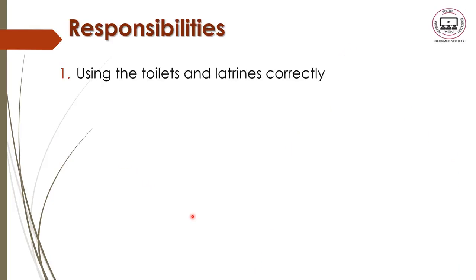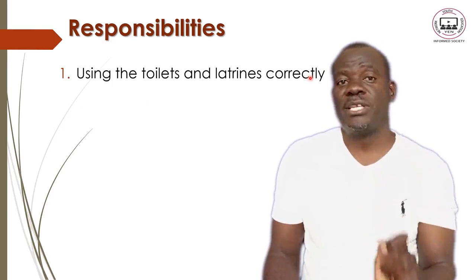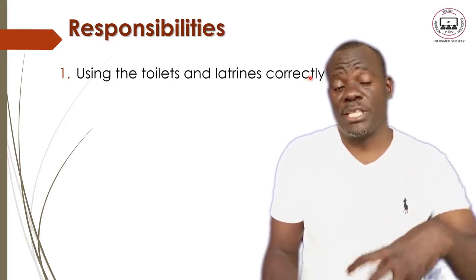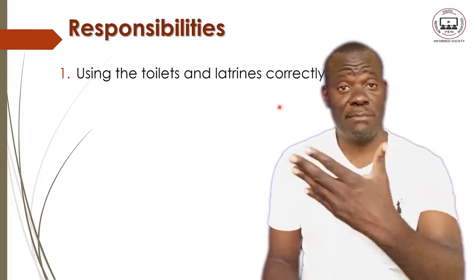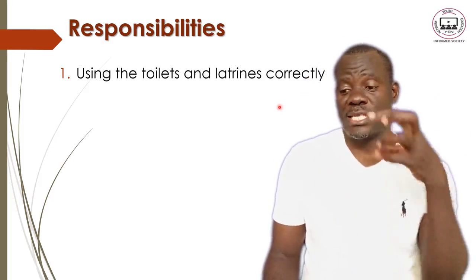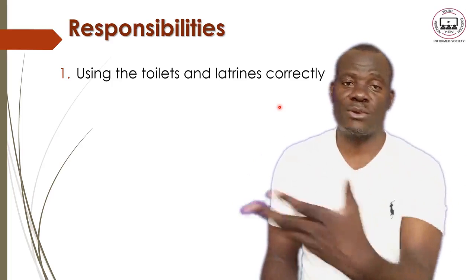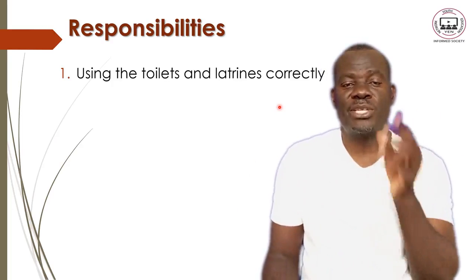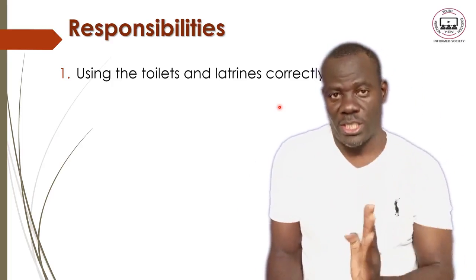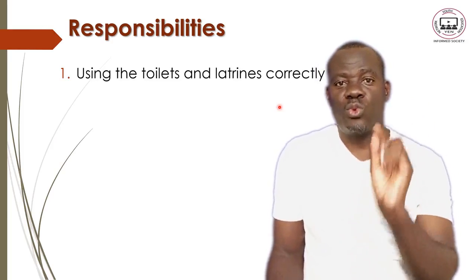Everyone has got the responsibility of using the toilet and latrines correctly. Everyone has got the duty to use toilets and latrines correctly. Sometimes maybe at school you find that someone has just defecated somewhere, not in the hole there. So there he has broken the rights of others. He has broken his responsibility. You have the responsibility to make sure you take care of the toilet, take care of the pit latrine, so that everyone is exposed to a good environment.